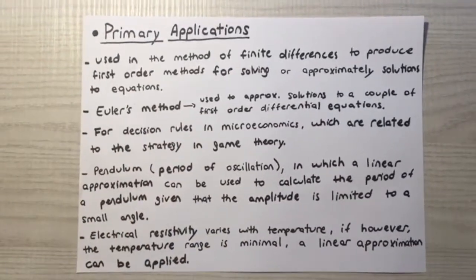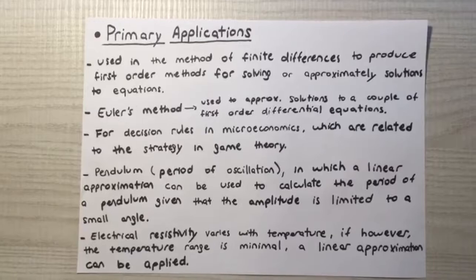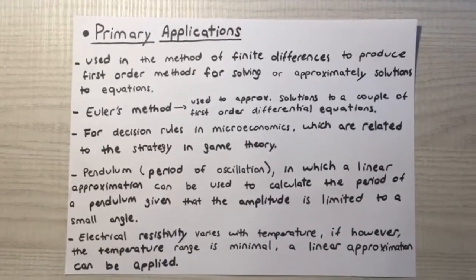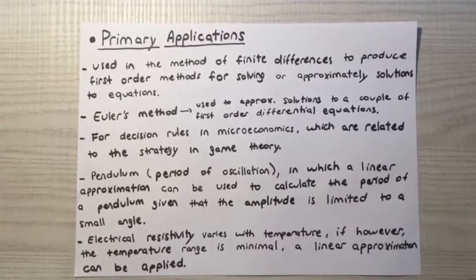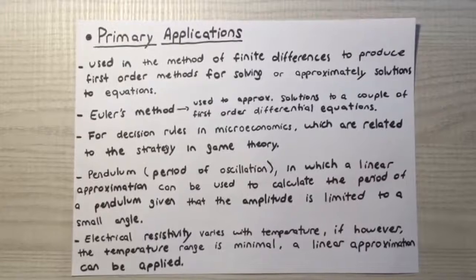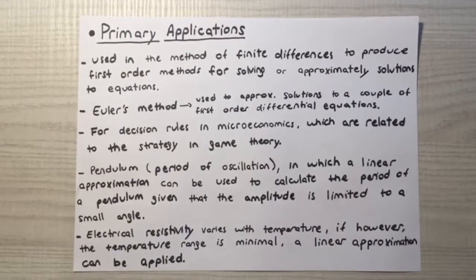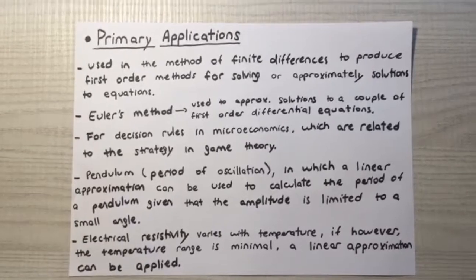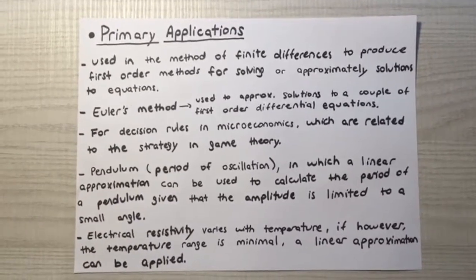This is used in the method of finite differences to produce first-order methods for solving, or approximating solutions to, equations. This is also applied in Euler's method, which is used to approximate solutions to first-order differential equations. This is also used for decision rules in microeconomics, which are related to strategy in game theory.